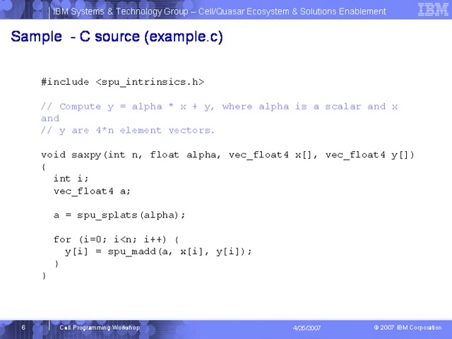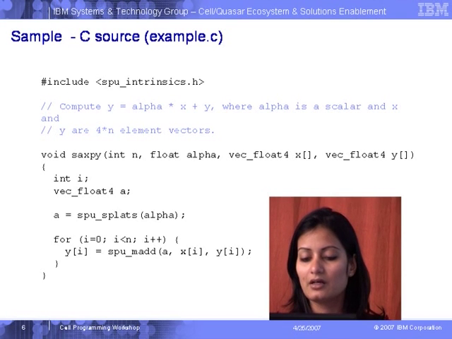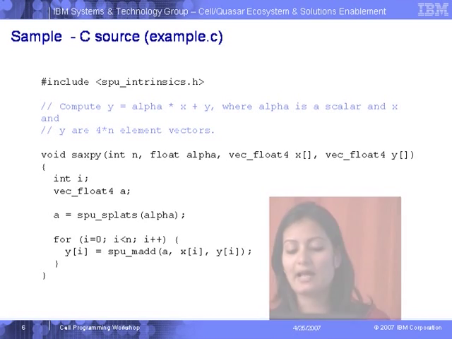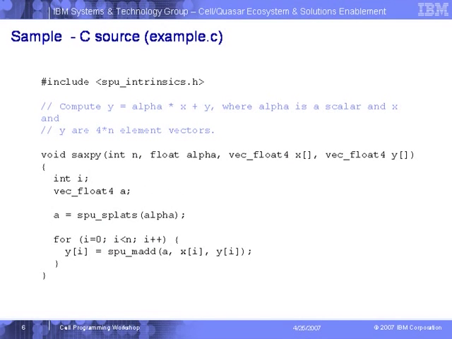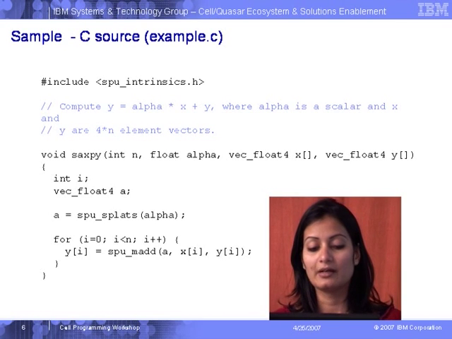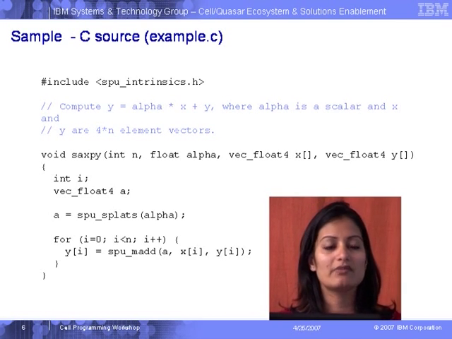Now let's look at a source file and see how this tool is used. There's an input number n coming in, and one float variable coming in. There's an array of vec_float, and then there are other arrays, x and y. spu_splats takes an input value of a scalar variable and produces a vector variable. Alpha is a float variable, and vector A is a vector.